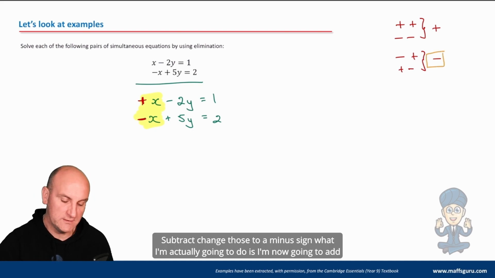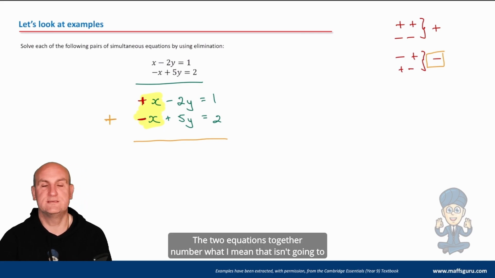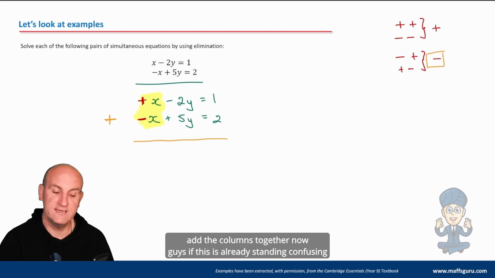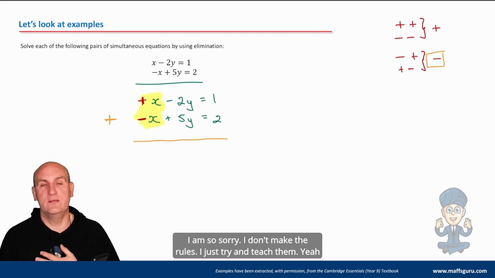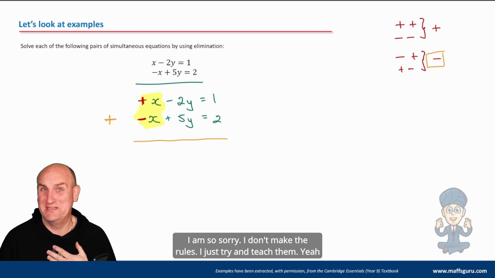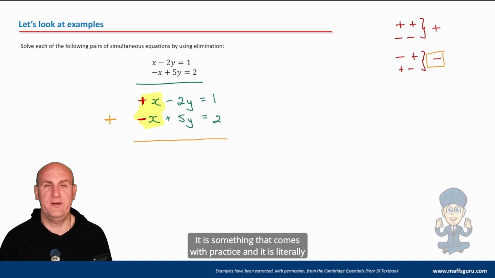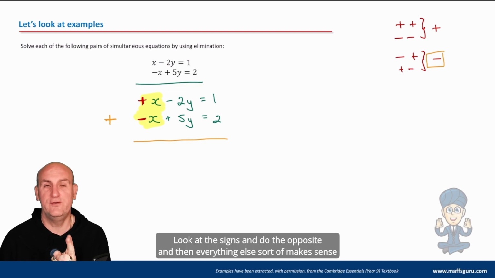Because I've got a positive and a negative, I would normally subtract, change those to a minus sign. What I'm actually going to do is add the two equations together. By that I mean I'm going to add the columns together. Now, guys, if this is already sounding confusing, I am so sorry. I don't make the rules. I just try and teach them. It is something that comes with practice, and it is literally those two rules. Make the numbers in one of the columns the same, look at the signs, and do the opposite. And then everything else sort of makes sense.